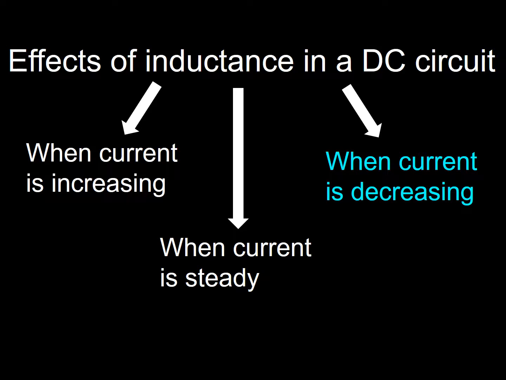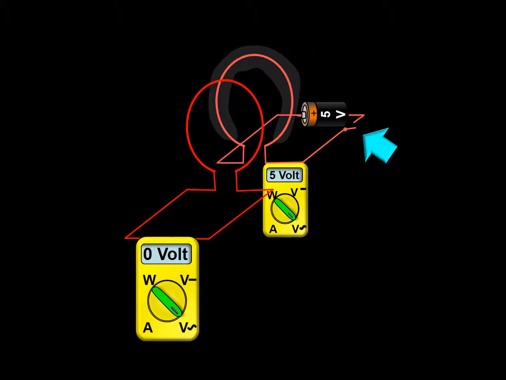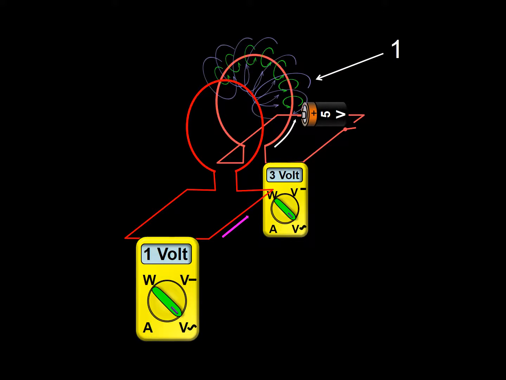Now, let's talk about what happens when current is decreasing in an inductance circuit. When the switch is turned open, a magnetic force reappears. This magnetic force has a vector in the opposite direction as the vector that was generated when the current was turned on.